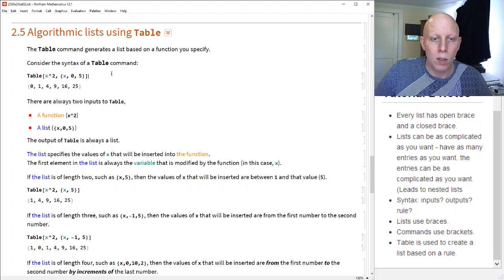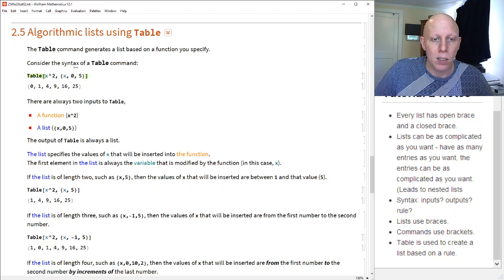Alright, so let's look at this example here. We see Table, where we're asking, let's create a list. In my head, when I see the word Table, I think, let's create a list. Let's create a list of x squared where x goes from 0 to 5. What will that look like? It will look like 0 squared, 1 squared, 2 squared, 3 squared, 4 squared, 5 squared.